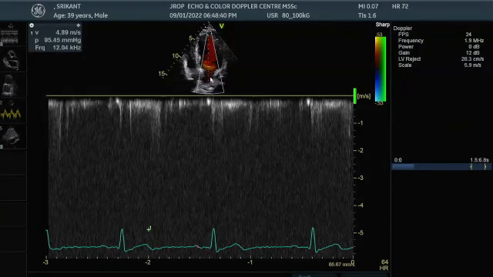But sir, if the MR jet is not there, then? If the MR jet is not there, then it's difficult to see. But we can still look, majority of people have got a trivial mitral regurgitation jet. Majority of them. You have to spend time.